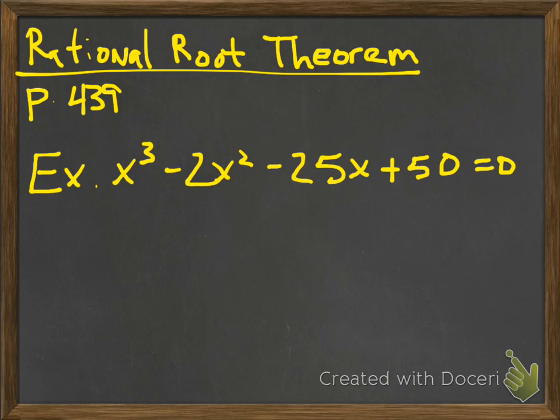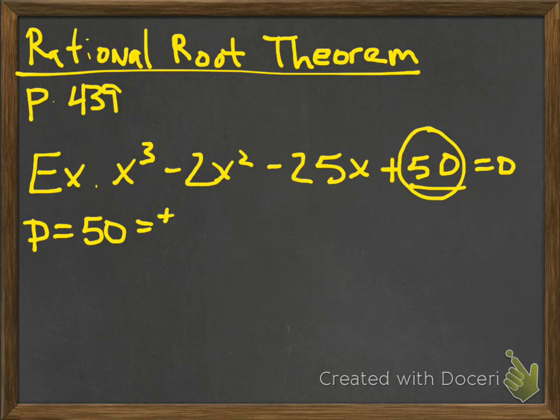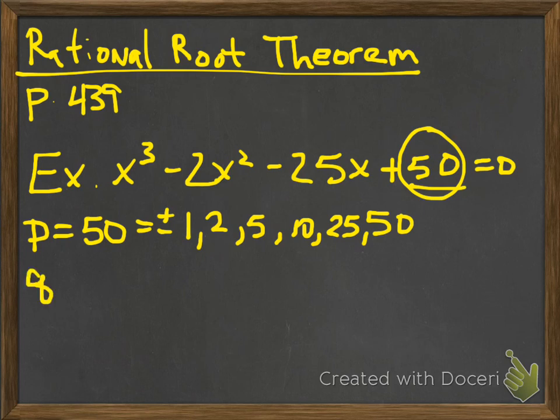You look at the last number, 50, okay, that's what they call P, and you're finding all your factors of 50, plus and minus. So plus and minus 1, because it's always divisible by 1, and all the numbers that can divide into 50 evenly. So 1 and 50, 2 and 25, 5 and 10. All those numbers divide into 50. Then you find Q. Q is the number that's in front, the leading coefficient. So that's 1.